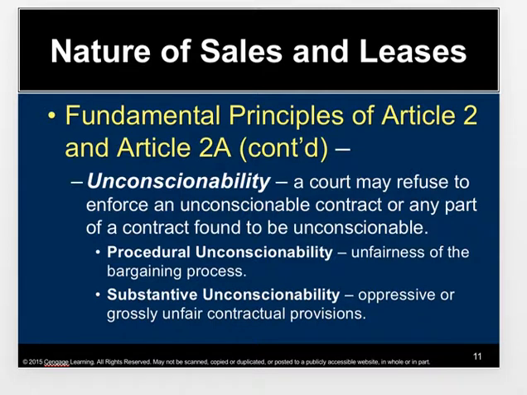So if one person or one party has an unfair advantage during the bargaining process, then we would say that that is procedurally unconscionable. Substantive unconscionability, on the other hand, is oppressive or grossly unfair contractual provisions. So if a contract is so one-sided that the terms are oppressive to one party or grossly unfair, right? Let's say they only benefit the seller and the buyer really has no protection. Well, that would be an oppressive contract or grossly unfair.